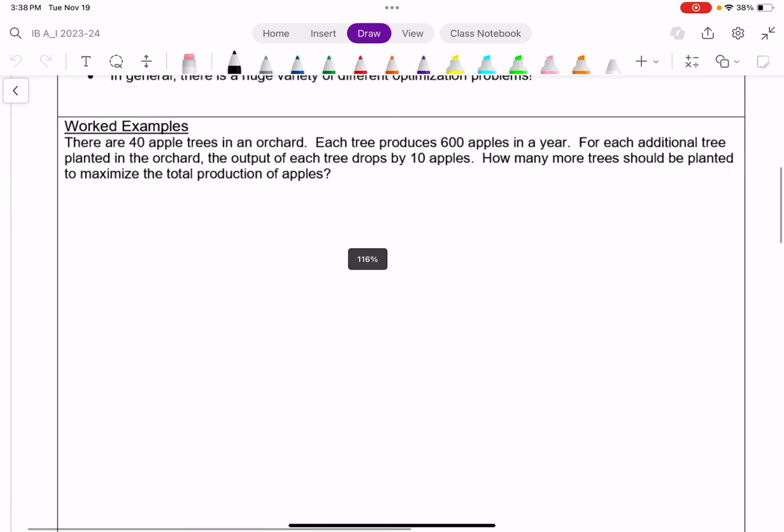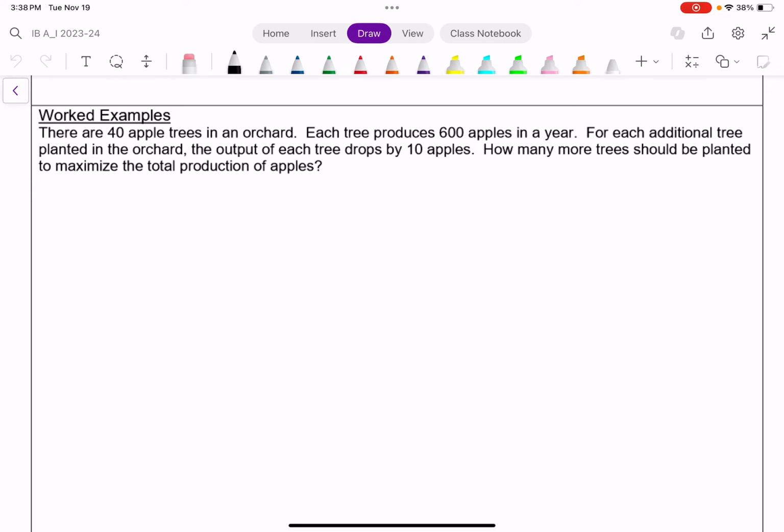And so let's look at a problem. And like I mentioned before, there's a huge variety of possible problems. Here it says there's 40 apple trees in an orchard. Each tree produces 600 apples in a year. For each additional tree planted in the orchard, the output of each tree drops by 10 apples. So the idea being, as you plant more, you have more trees, but they crowd each other, and so potentially they get a little less productive. That said, how many more trees should be planted to maximize the total production of apples?